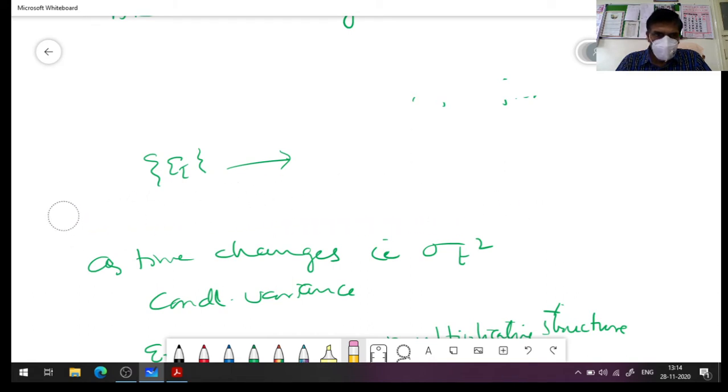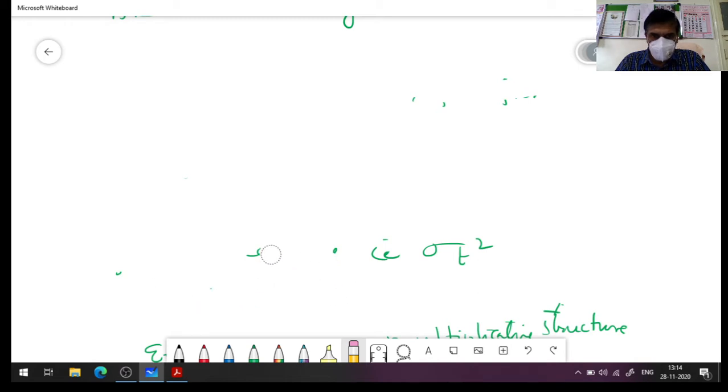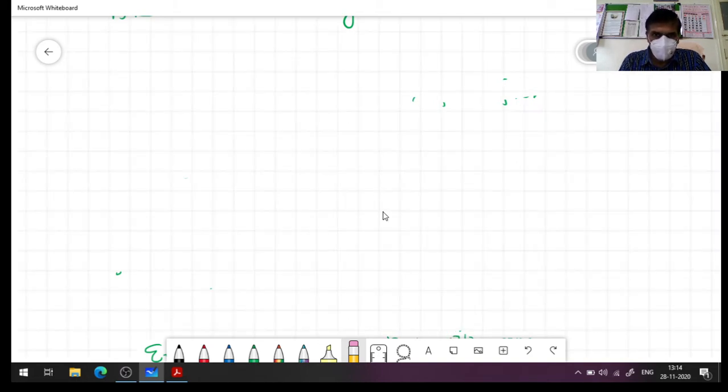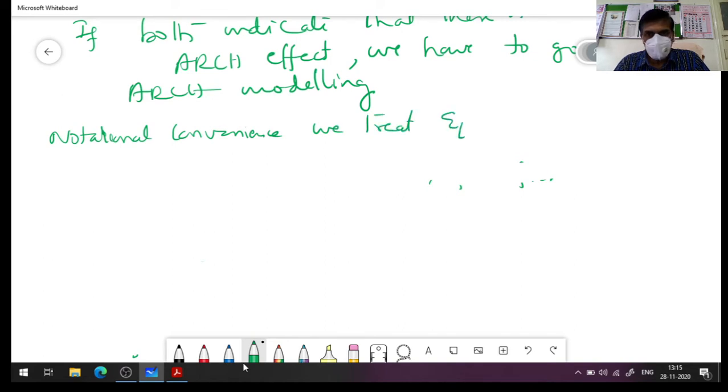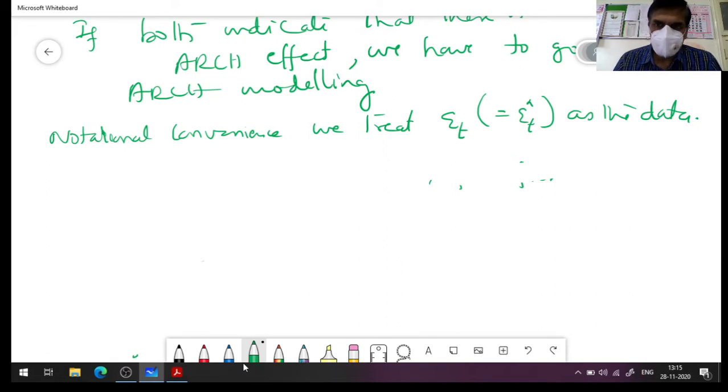By the way, from here onwards, I will remove that cap. I assume that the one with the cap is the same as the one without the cap, for notational convenience. We treat this as the data. So I have the data, and what I want is basically a model.